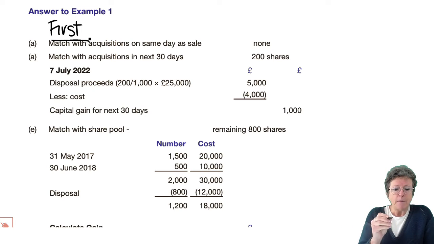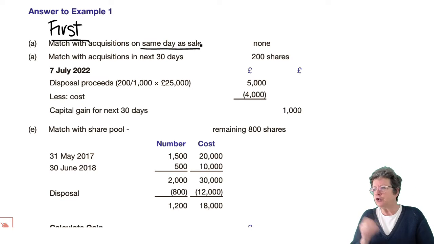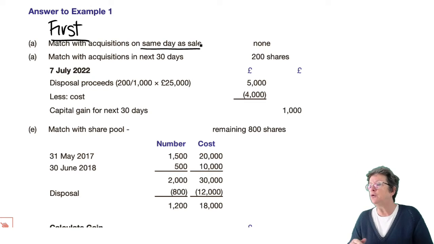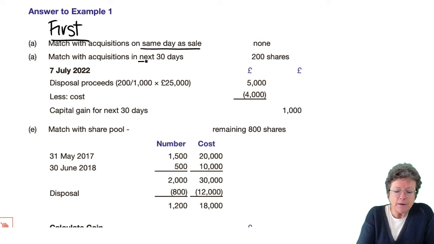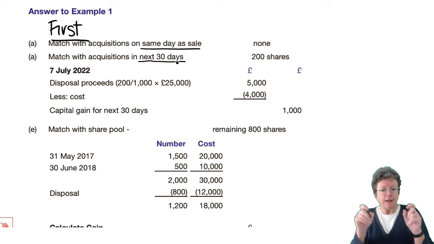All right, so matching, were there any shares bought on the same day? If you read the question carefully, she sold them on, let me just check my question, 28th of June. Did she buy any on the 28th of June? No, she didn't. However, did she buy any in the next 30 days? You want to read your question? Yes, she did, didn't she? She bought some on the 7th of July. She bought 200 shares. So they need to be matched together.